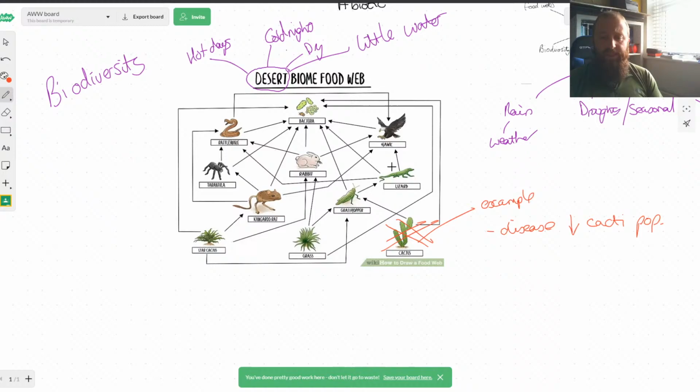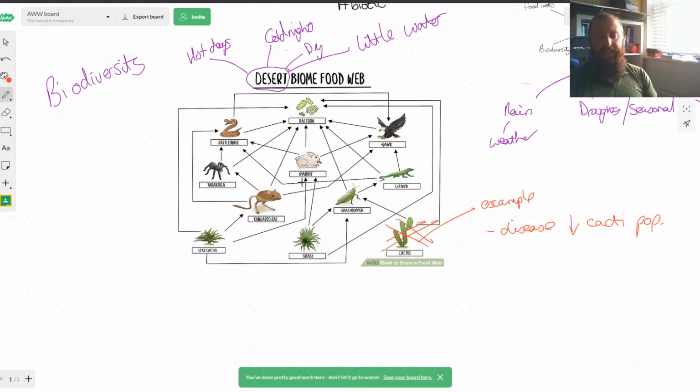Now, if we were to take maybe the lizard, for example, then we should be able to see that actually we've taken a food source away from the grasshopper. Now, if there's not enough grass to feed the grasshopper, then the population for the grasshopper would decrease, which means there's not as much food for the lizard, so the population of the lizard would also go down. So these are sorts of things we need to take into account.